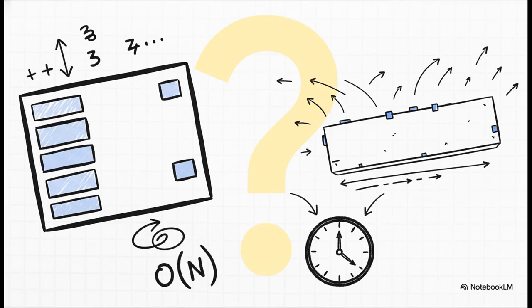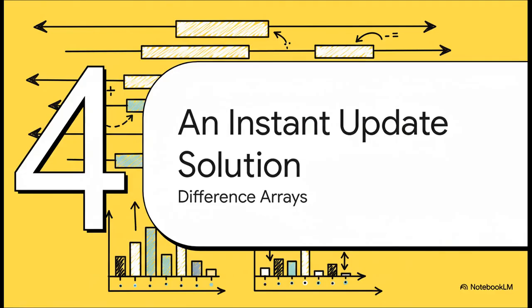And you have to do this thousands of times. If you're using a prefix sum array, every single one of those updates forces you to rebuild the entire array. That's O(n) every time. We're right back where we started. Too slow. So for this, we need a different tool.